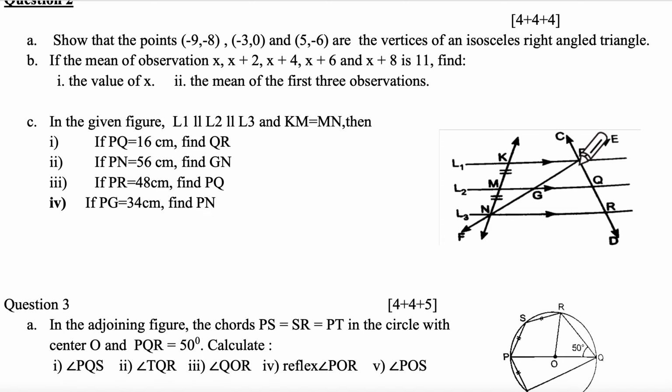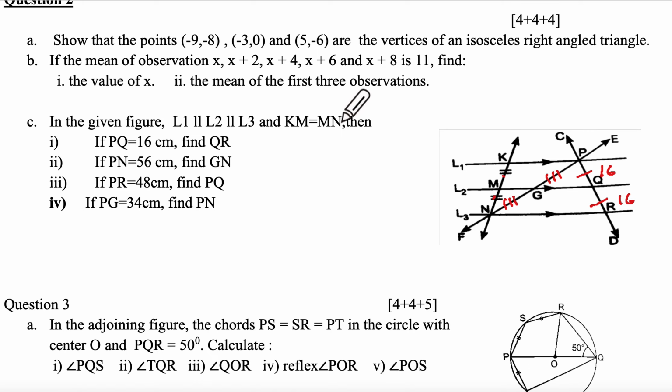Now here, what does it look like to you? If this is equal to this, which theorem is this? Equal intercept theorem. So this one will be equal to this one, correct? And this one will be equal to this one. What are they telling you? PQ is 16. Where is PQ? PQ is 16. So QR also will be 16.